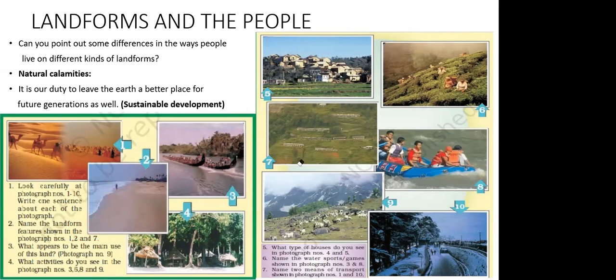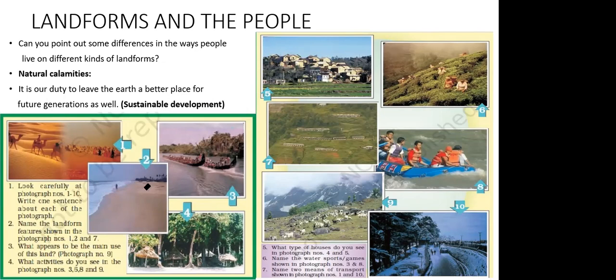Photograph number 3, rowing. In photograph number 6, they are tea farming; I mean, they are collecting the tea leaves. And in photograph number 8, they are enjoying a leisure activity, traveling; I mean, boating.